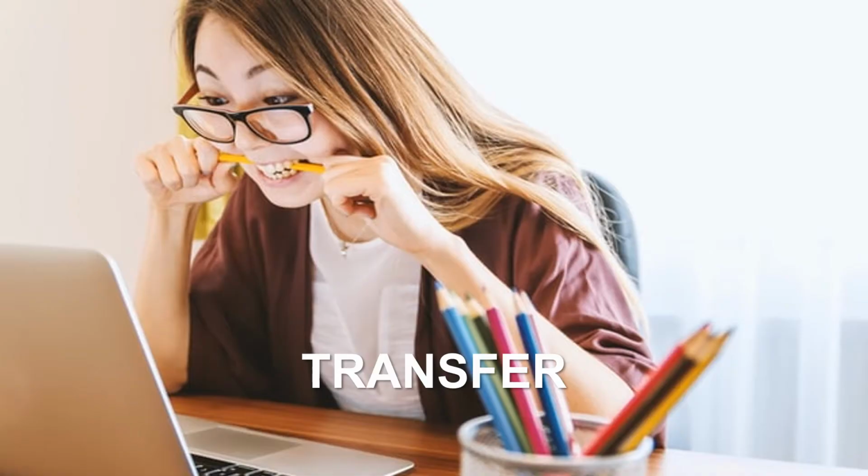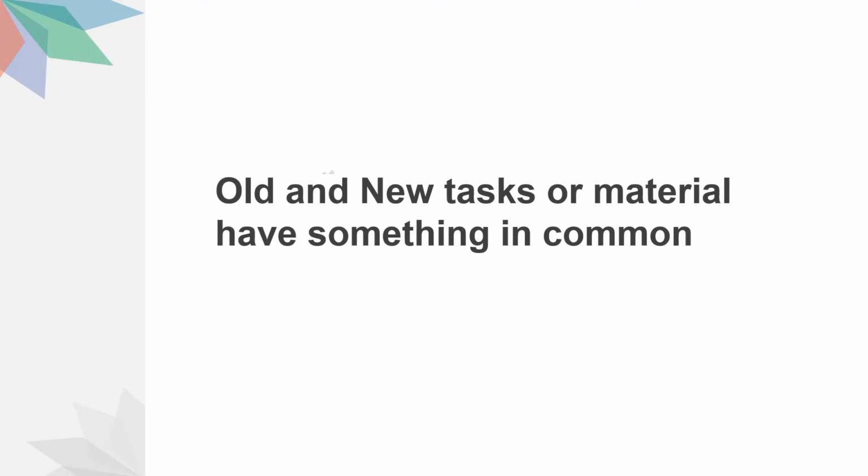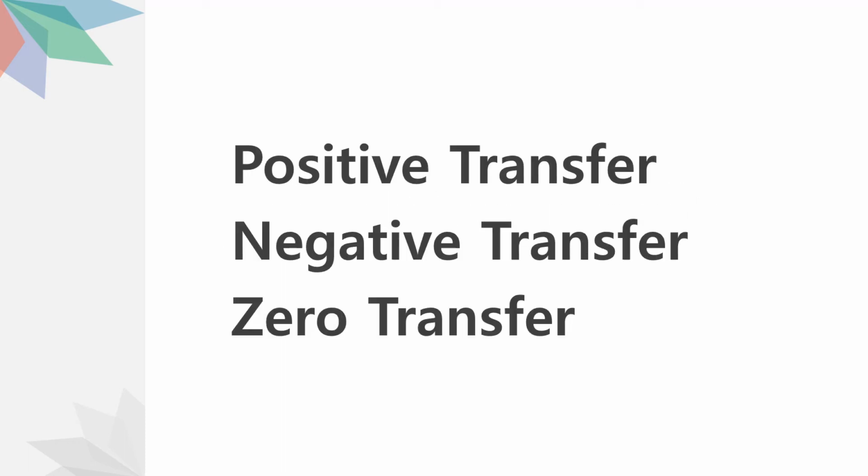Factor number 4, transfer. So when old and new tasks or material have more in common, a transfer effect is likely to happen. And we have different types. Positive transfer. The student performs better because he or she uses the previous information from a previous learning.